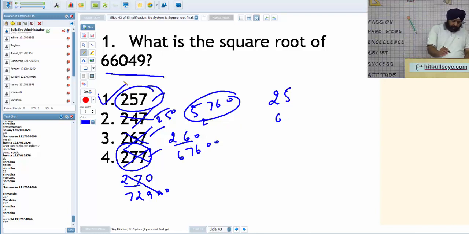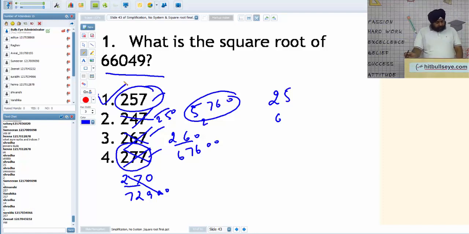I hope you understood the concept. In a competitive exam, you can make use of or even take advantage of the options. Otherwise, the methods are there that we understood. I said check the magnitude. 270, 27 square is 729. So 270 is not there. How can 277 be there?